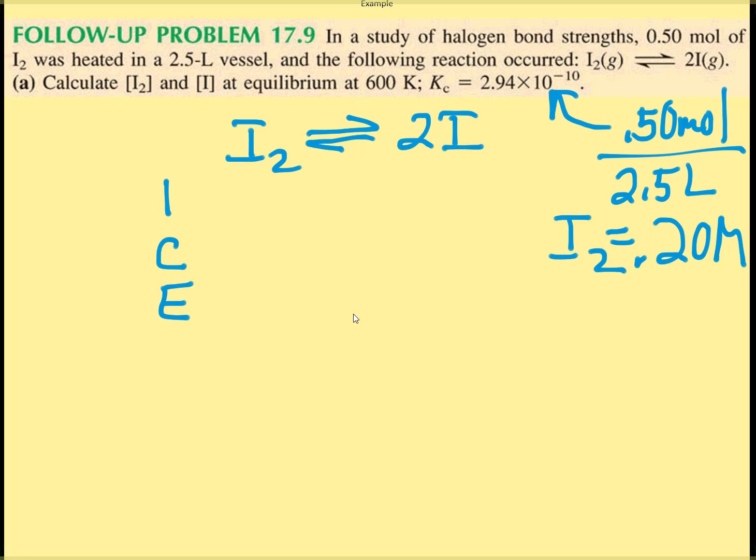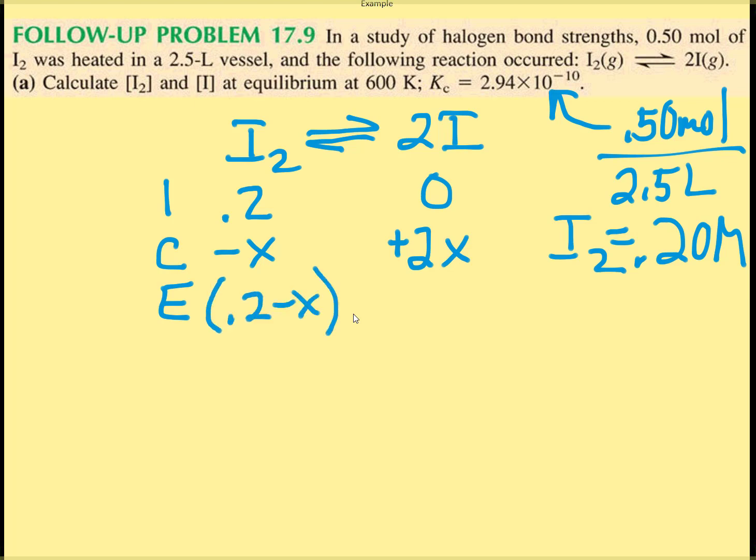So my initial concentration of my iodine is going to be 0.2, and I don't have any of this. I'm going to have a change where I know that it's going to move towards the product side. So I'm going to have 0.2 minus X, and this one right here is going to be a plus 2X. And I don't have any equilibrium concentration. This is all I have. So I'm just going to bring everything down. So I'm going to have 0.2 minus X, and this is going to be 0 plus a 2X, or just 2X.